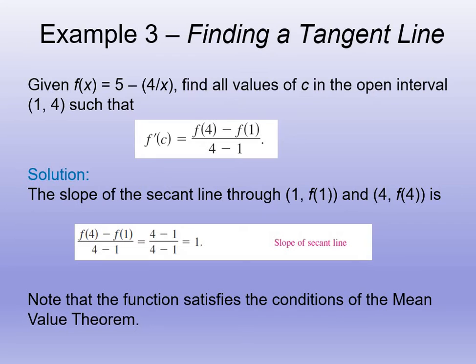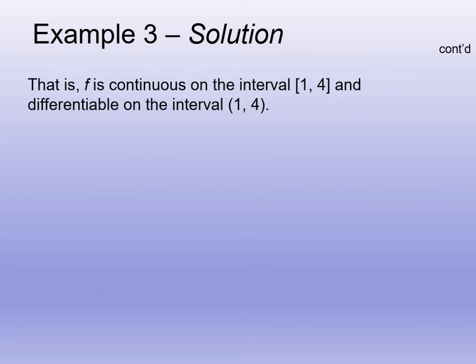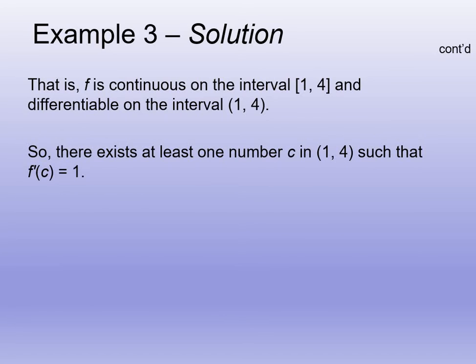So it satisfies all the different conditions that we're looking for. That one's relatively easy, right? We just plug in. It's really just y2 minus y1 divided by x2 minus x1. You've been doing that since 5th or 6th grade. But if we move forward, if f is continuous on the closed interval 1 to 4, and it's differentiable on the open interval 1 to 4, we can conclude there exists at least one number c on that interval 1 to 4 such that f prime of c is equal to 1.